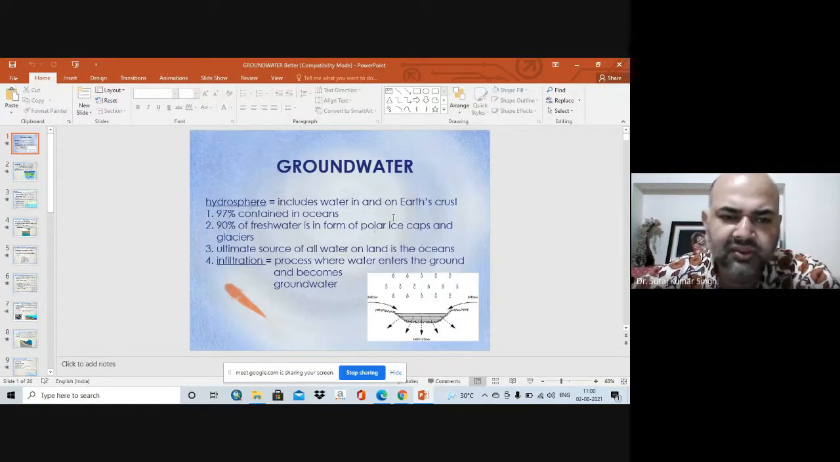So we already know that the hydrosphere includes water in and on Earth's surface. 97% is contained in the oceans. 90% of the fresh water is in the form of polar ice caps and glaciers. The ultimate source of all water on the land is the oceans, and this entire operation depends on infiltration, where the water enters the ground and becomes groundwater. So you can see through the diagram how you get precipitation, how that precipitation water will be saved in the ground, and thereafter infiltrate downwards, and finally be stored as groundwater.